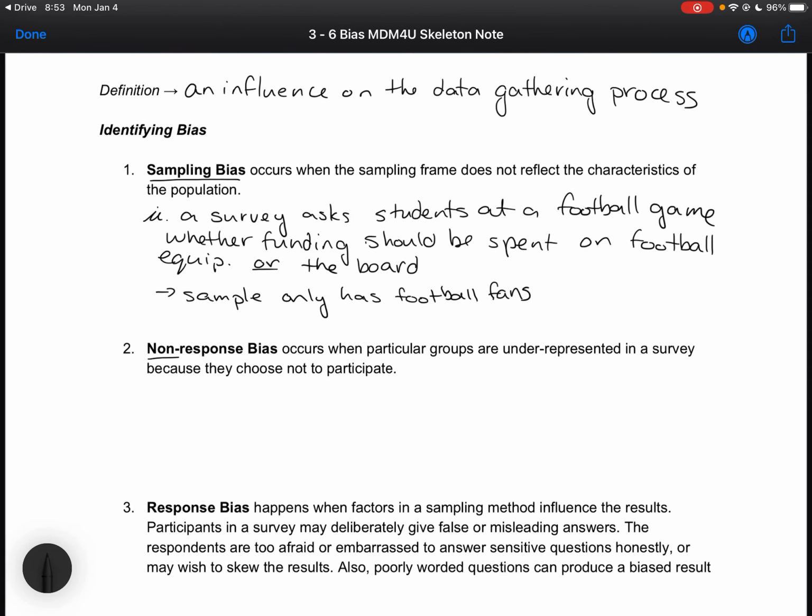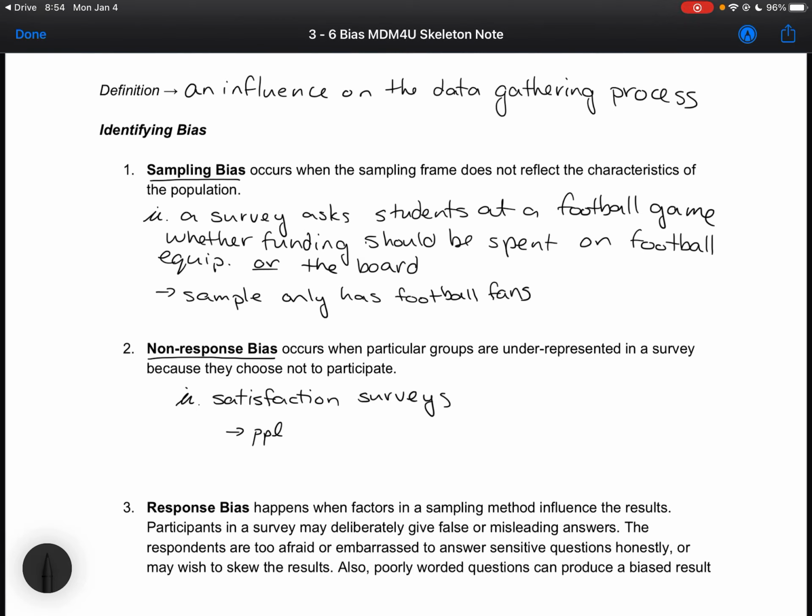The next type of bias is called non-response bias, which occurs when particular groups are underrepresented in a survey because they choose not to participate. So for example, satisfaction surveys, which are questions of the type, they say, were you satisfied with the service that you received at Kelsey's, at Eastside Mario's, at Future Shop, at Best Buy, anything like that.